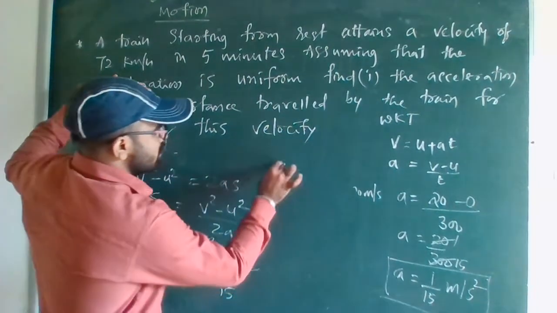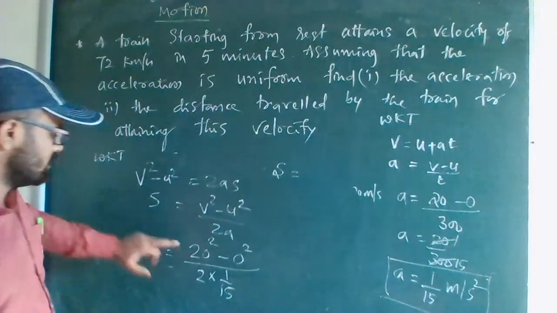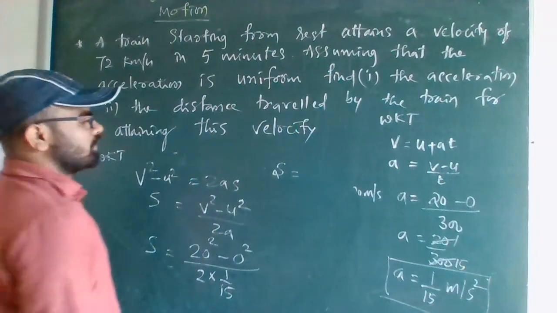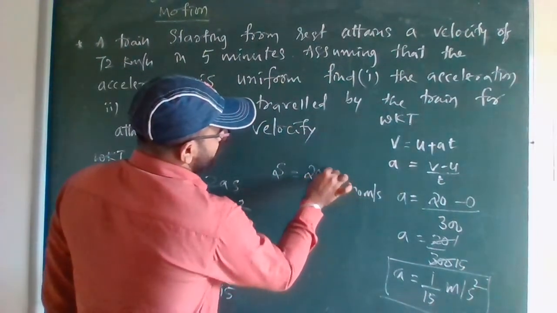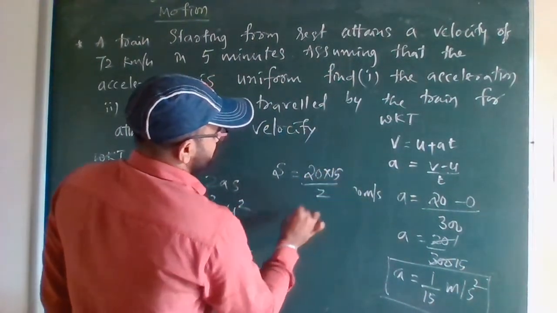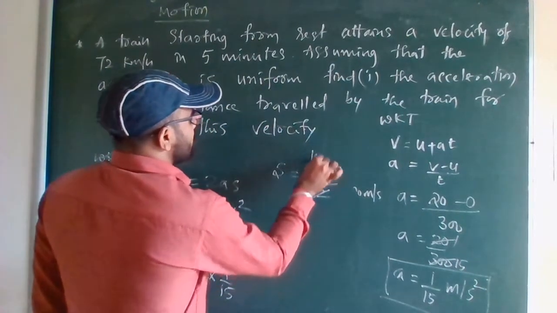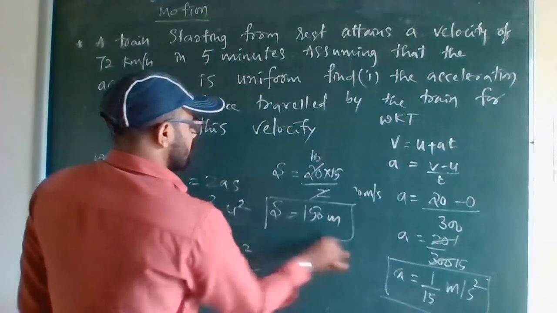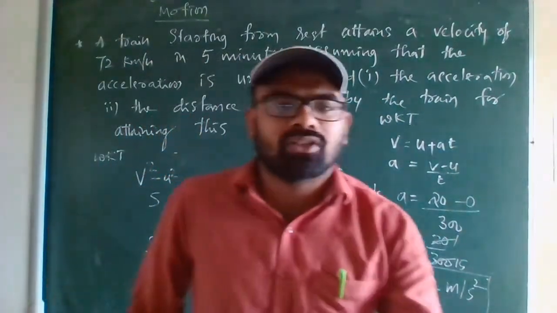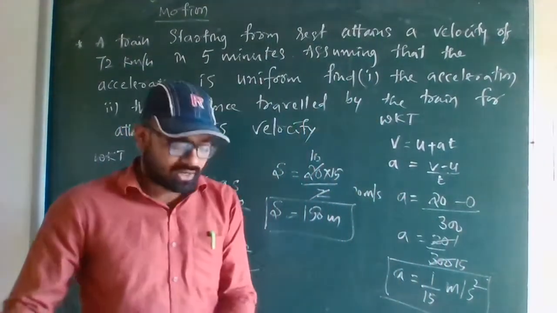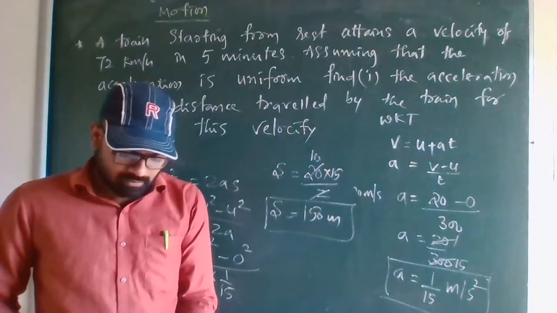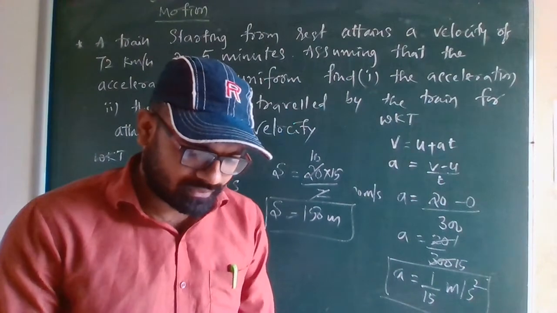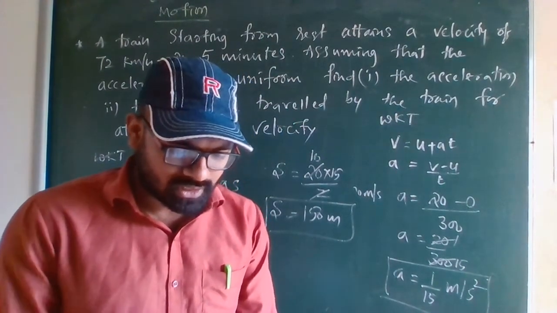So S is equal to 20 by 2 by 15. The 15 goes up, so it becomes 20 into 15 by 2. 2 ones are 2, 2 tens are 20. So S is equal to 150 meters. So the distance traveled, or the distance covered, is 150 meters.